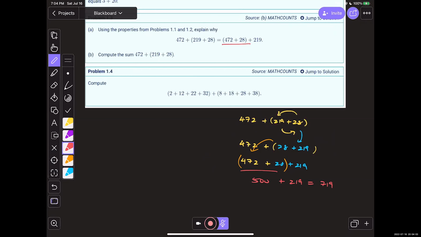And then we get a really nice second step as well. So our answer here is 719, right? Imagine adding these two numbers together. That's so much more difficult than 472 plus 28. Adding those up, and then adding that to 472, that's a nightmare. So that's why this is important.